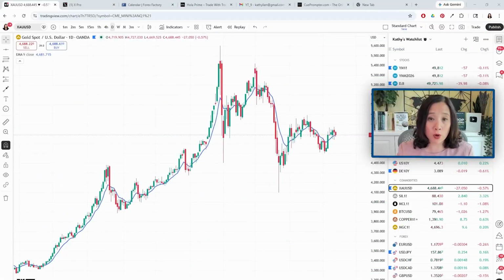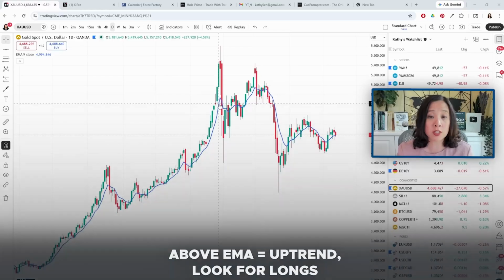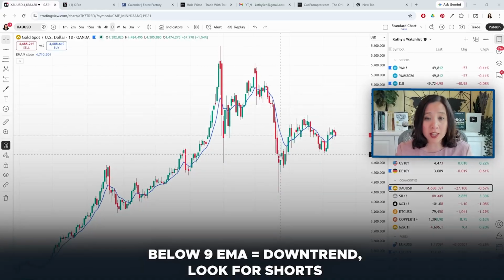Let's take a look at what this looks like on a gold daily chart. So this is a daily chart of gold with the 9 EMA overlaid. And as a general rule of thumb, if the price is above the EMA, it's in an uptrend. So then you can drill down to your shorter term charts to look for opportunities to buy. If it is below the 9 EMA, it's in a downtrend. So you could drill down to your shorter term charts to look for an opportunity to sell.